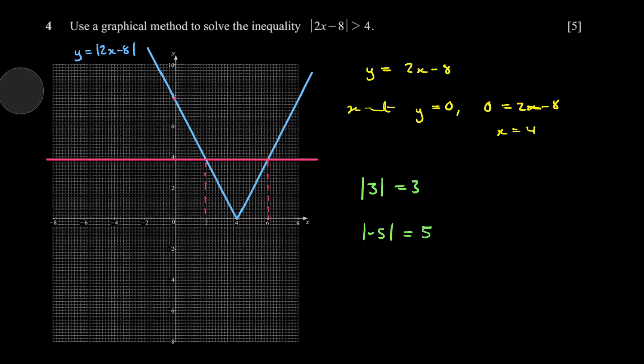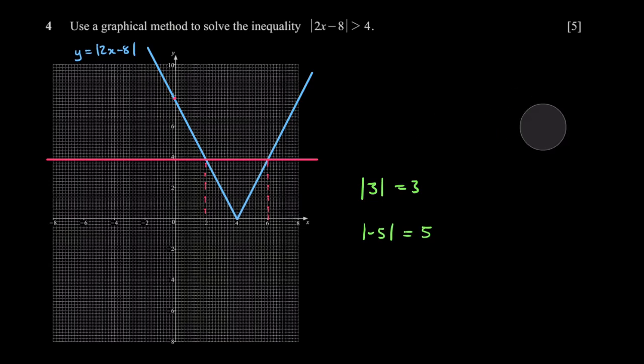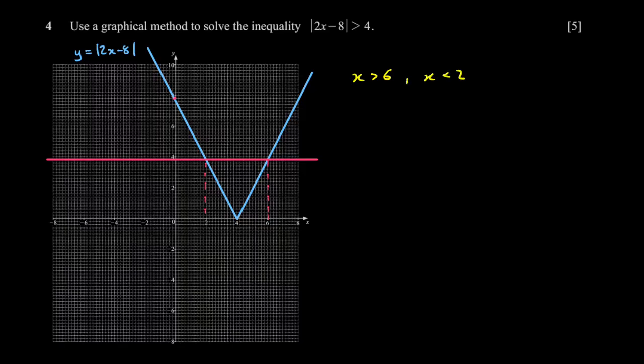Okay, so you say, all right, fair enough. The graph tells me that if I want to be in this part of the graph, then my x values need to be greater than 6. Okay, so you say x is greater than 6. And if I want to be in this part of the graph, that part there, then my x values need to be less than 2. So x must be less than 2. But can we show that a little bit better using algebra just to confirm it for ourselves?